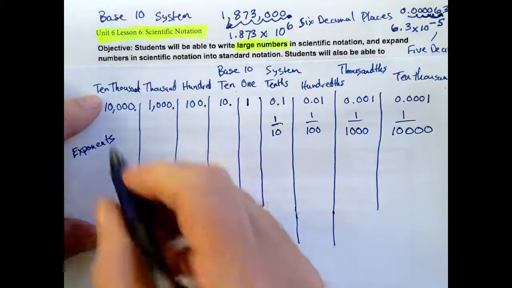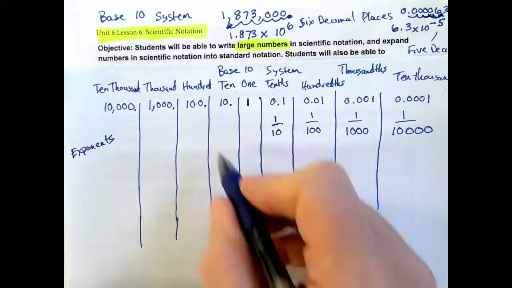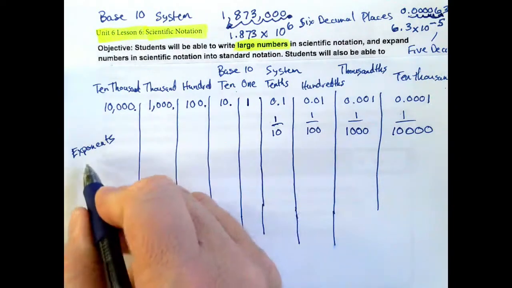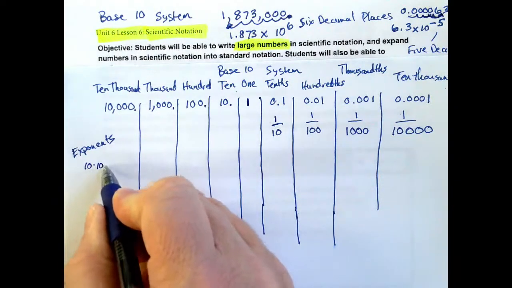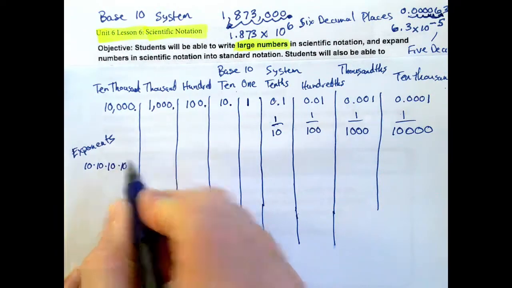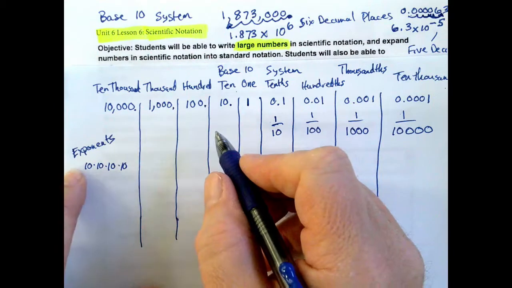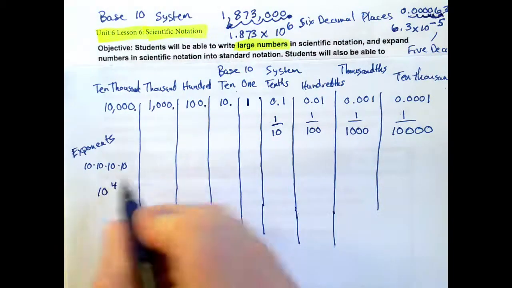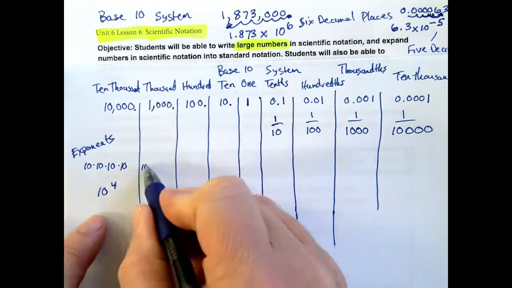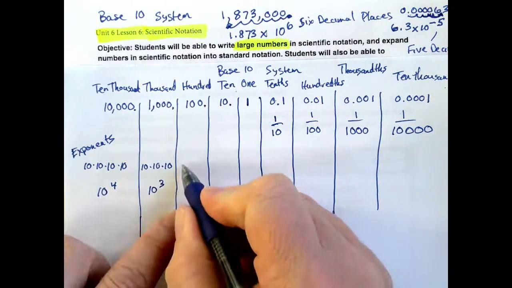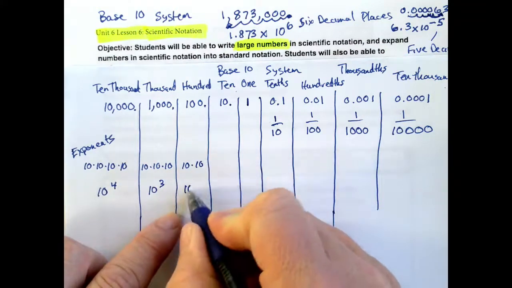Well, let's think about what these are. Let's go with 10 times 10 times 10. 10 times 10 is 100, times 10 is 1,000, times 10 is 10,000, or 10 to the 4th. Let's see if there's a pattern here. 10 times 10 times 10 is 10 cubed. 10 times 10 is 10 squared.